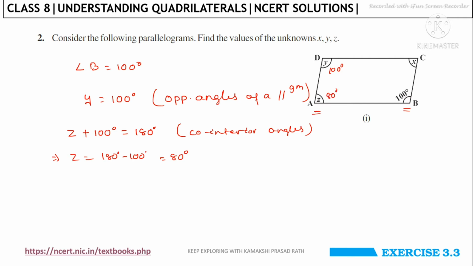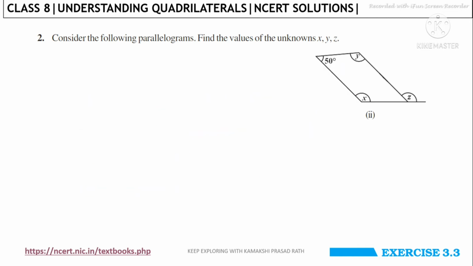Here, since z is 80, we can find x. As we know, x equals z, because of opposite angles of a parallelogram. If z is 80, x is also 80. So we can say x equals 80 degrees. So hence we have got the solution for x, y and z. Let's move on to the second part.